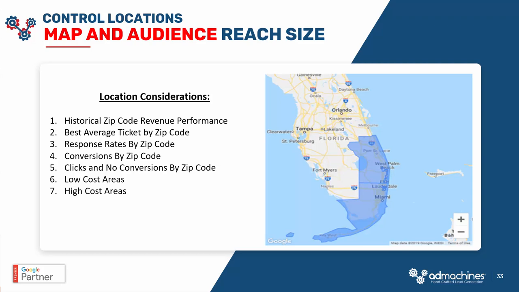But essentially what I'm looking at, what are the zip codes that deliver the best revenue performance? And when I look at that, that's really good information as it relates to your Google campaign, because those are the zip codes where you want to put and apply the bulk of your budget. You don't want to put budget in places where you haven't had success in the past.